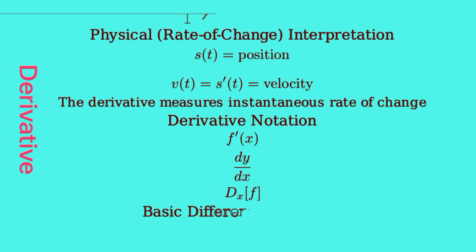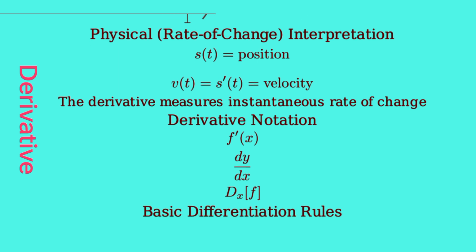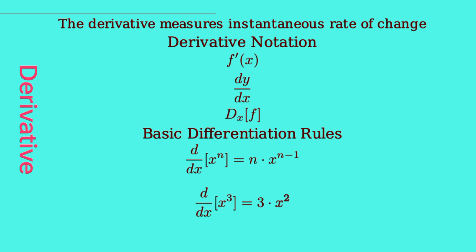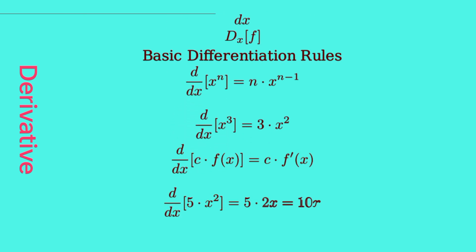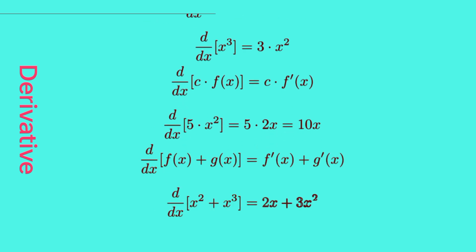Now, let's look at some basic differentiation rules. The power rule says that the derivative of x raised to the power n equals n times x raised to the power n minus 1. The constant multiple rule tells us that the derivative of a constant times a function equals the constant times the derivative of the function. The sum rule states that the derivative of a sum equals the sum of the derivatives.